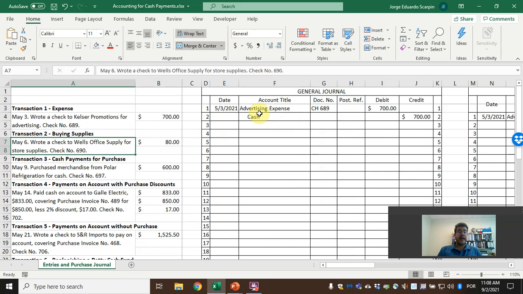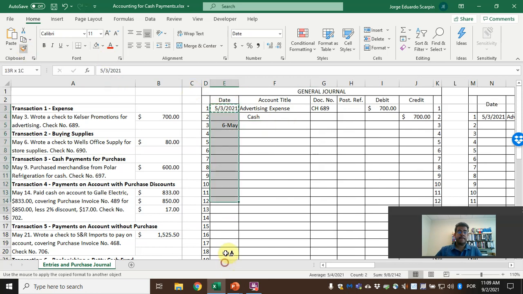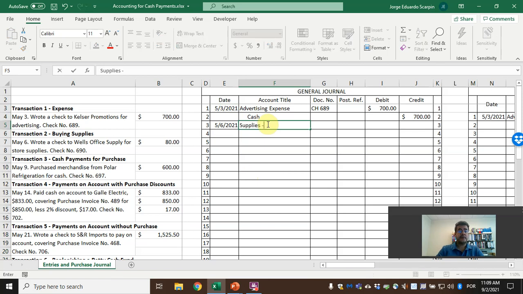Buying supplies. So here, we wrote a check to Wells Office Supply for store supplies. So here, May 6th. Okay. Supplies, store. We can name it. And then check 690. Debit $80. Credit $80. And our credit is cash.